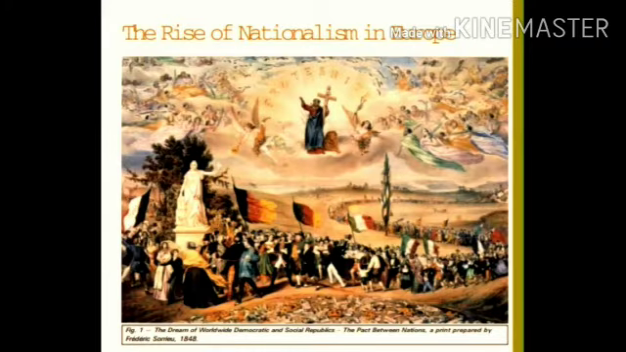Let me tell you that the chapter begins with the images prepared by a French artist, Frederic Sorrieu. In his image, he visualized his dream of a world made up of democratic and social republics, as he called them.